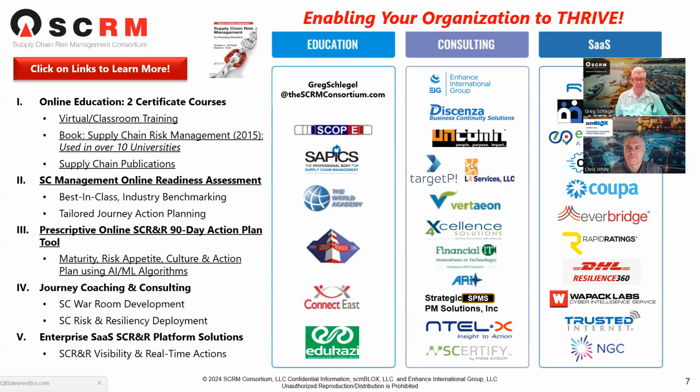We have an online readiness assessment. We actually have 2 online assessment tools that use AI and ML algorithms. One is an online readiness assessment for your supply chain. It evaluates your supply chain process maturity and inherent risk in a chart type of approach. And the other is a brand new supply chain risk and resiliency 90-day action plan tool. It evaluates through questions of discovery your risk maturity as a company, your risk appetite, and your risk culture using AI ML algorithms. Again, we do a lot of coaching and consulting.